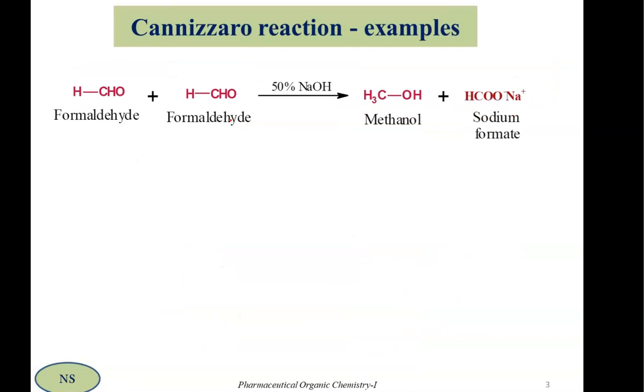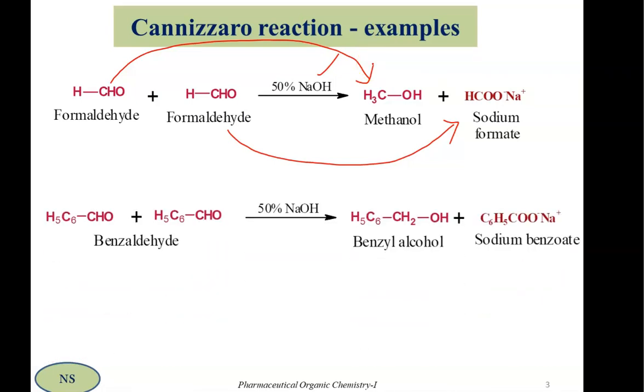Now let us consider a few examples. The first reaction is between 2 moles of formaldehyde in the presence of 50% sodium hydroxide to give methanol and sodium formate as the products. In this Cannizzaro reaction, both oxidation and reduction are involved. Formaldehyde upon oxidation in the presence of sodium hydroxide gives sodium formate as the oxidative product, and another mole of formaldehyde upon reduction gives the corresponding alcohol, methanol.